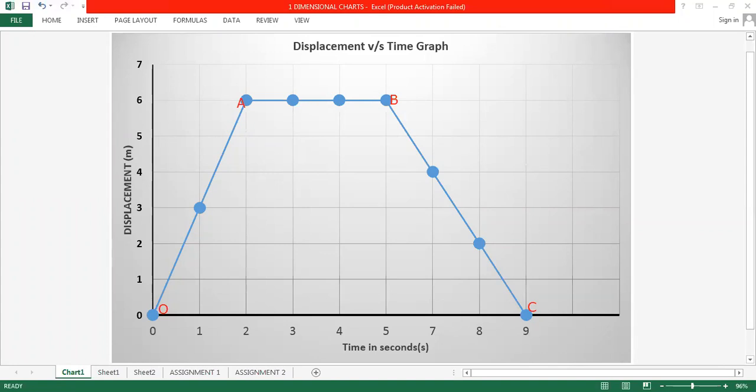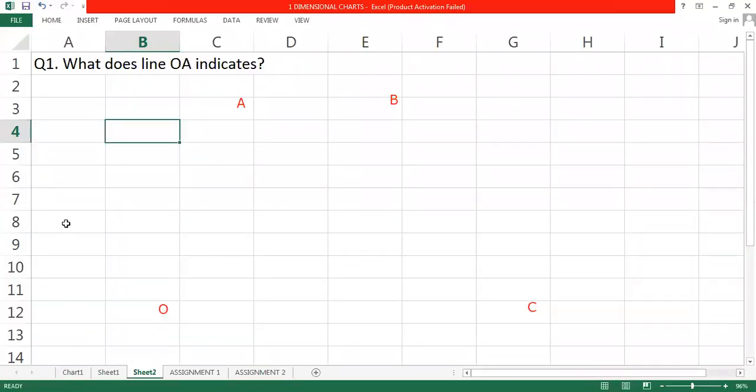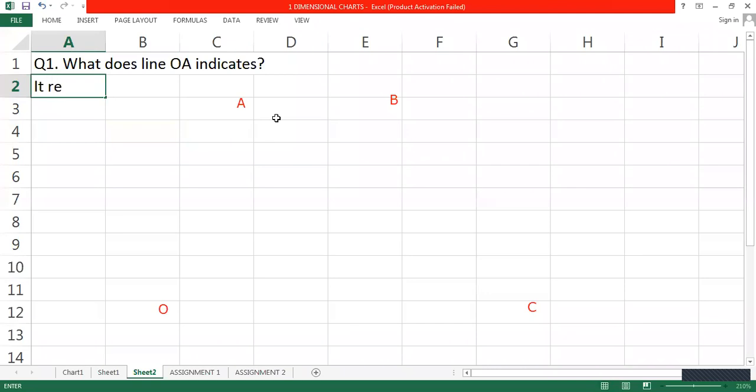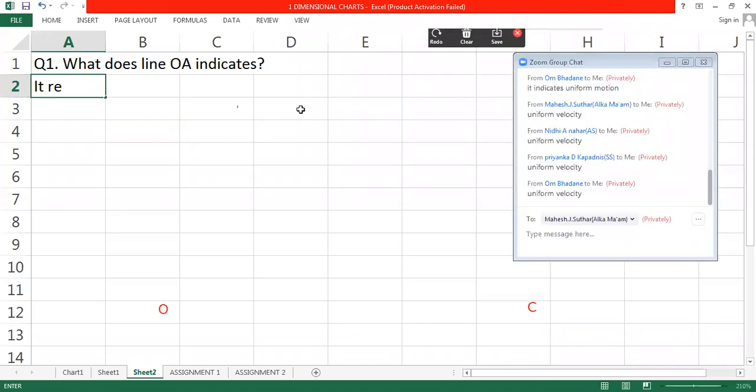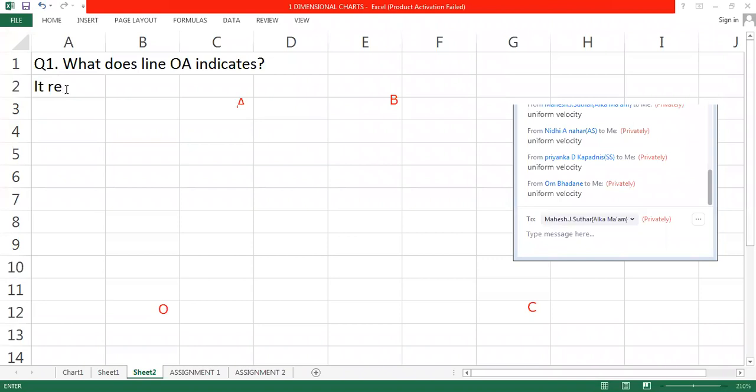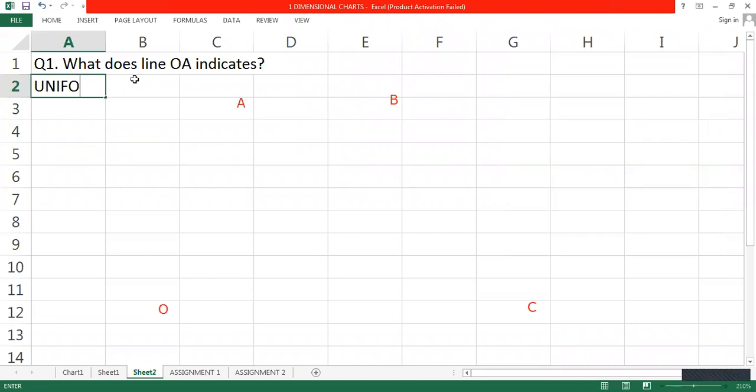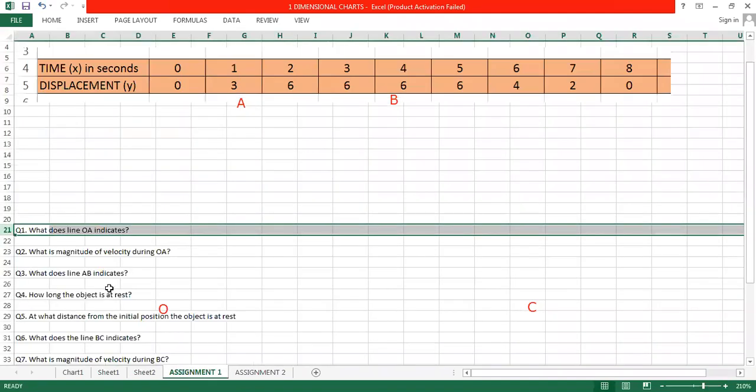So what does the line OA represent? Write down, it represents uniform velocity. Okay, the next question now.